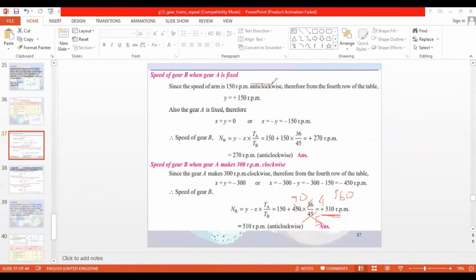So plus means anti-clockwise, right? According to what you have taken, plus you have taken as anti-clockwise. So you got your answer in plus, which means your B is rotating in the anti-clockwise direction. So B is making a motion of 510 RPM in the anti-clockwise direction, right? So this is usually how we do the tabular method, right?